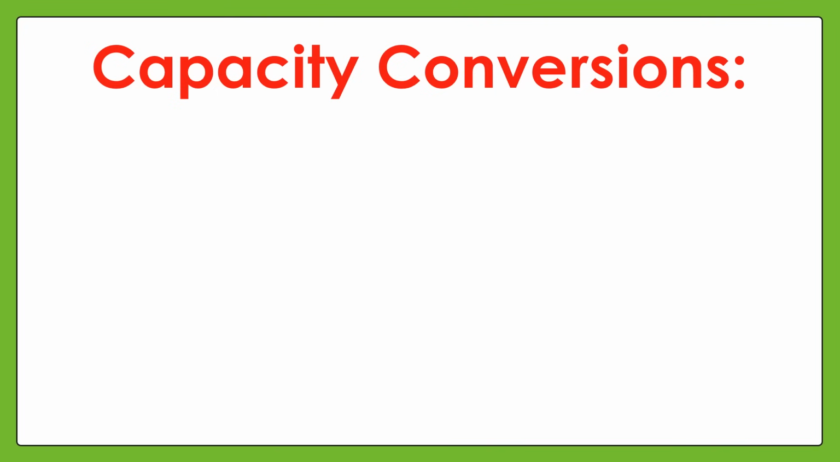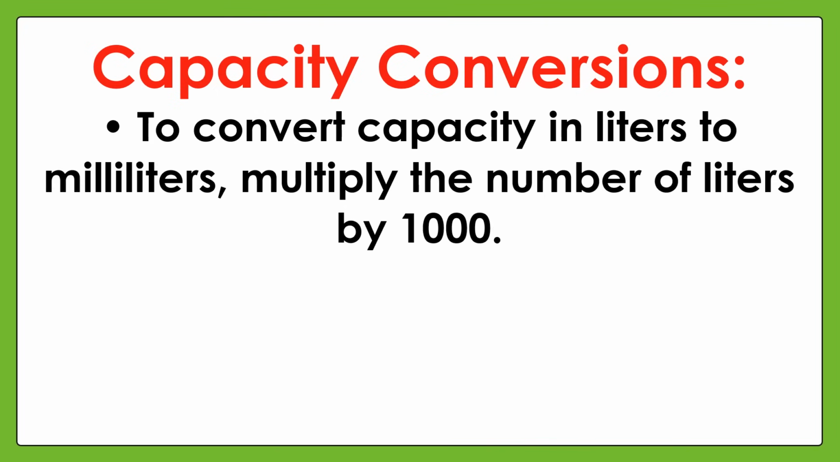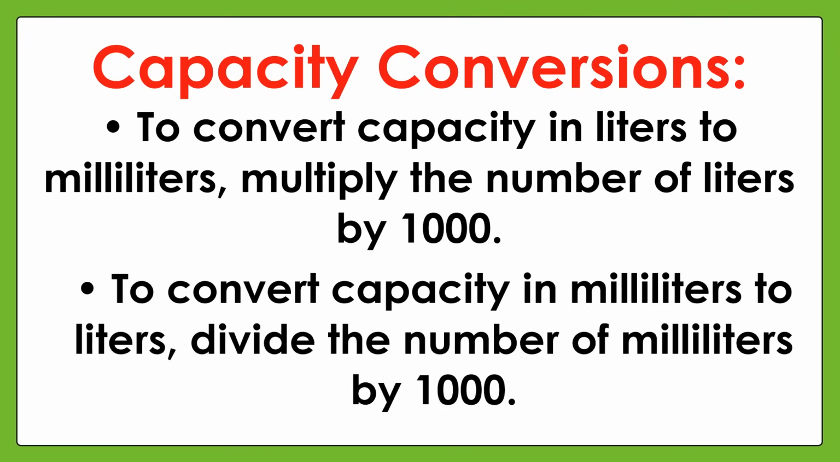Capacity conversions. First, to convert capacity in liters to milliliters, multiply the number of liters by 1,000. Second, to convert capacity in milliliters to liters, divide the number of milliliters by 1,000.